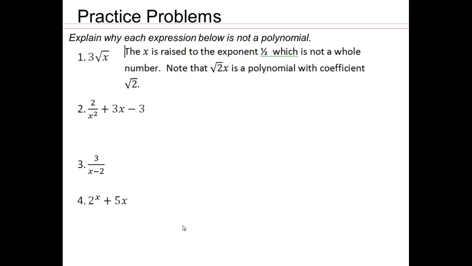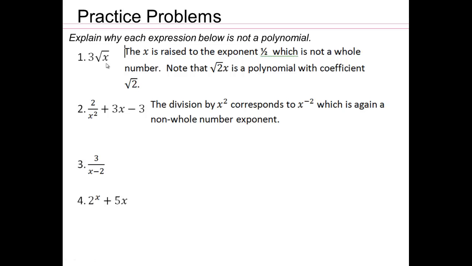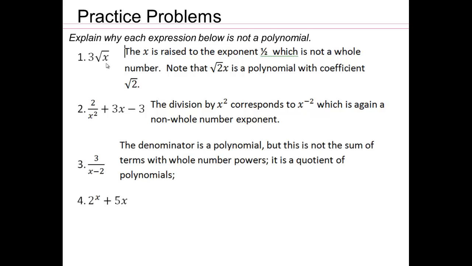First one is not a polynomial because you have square root x, which is the same as x raised to a half power, which is not a whole number power. All right, how about this one? No, because x squared is in the denominator. Can't have variable terms in the denominator. Same thing, same reason applies here.